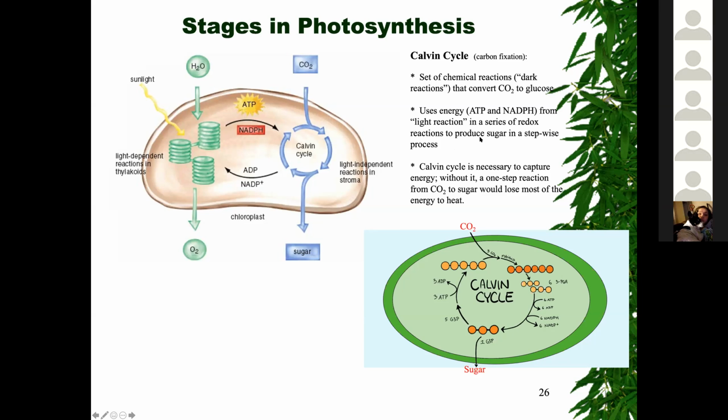And it does so by using a series of redox reactions, the so-called electron transport system. It's a stepwise process. The Calvin cycle is necessary to capture energy. Without it, if it were instead of a stepwise reaction, if it were a one-step reaction from carbon dioxide to sugar, it would be explosive and the energy would be lost to heat rather than converted into useful chemicals.